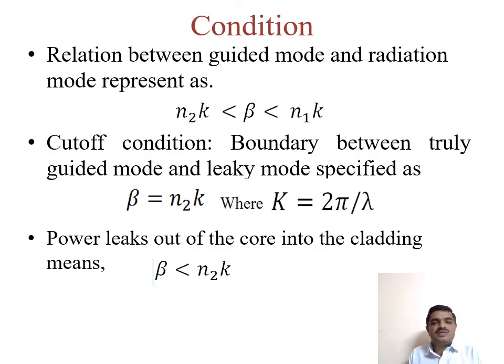Conditions. The relation between guided mode and radiation mode is represented as n2k less than beta less than n1k. Cutoff condition. The boundary between truly guided mode and leaky mode is specified as beta equal to n2k, where k is equal to 2 pi by lambda. When power leaks out of the core into the clad, beta should satisfy beta less than n2k.